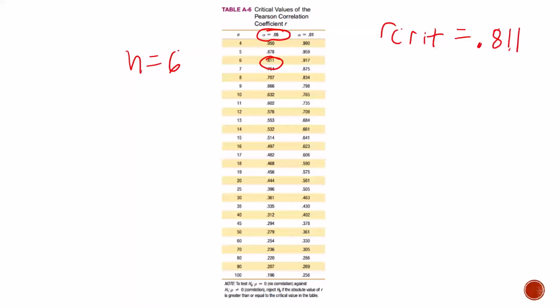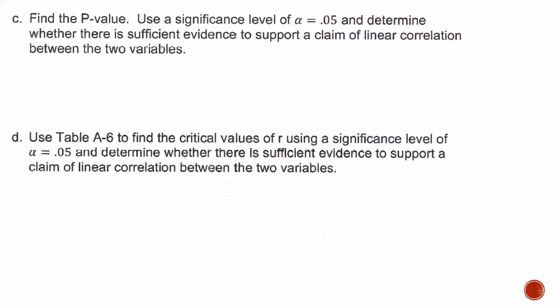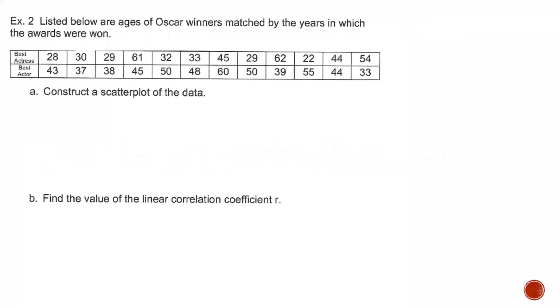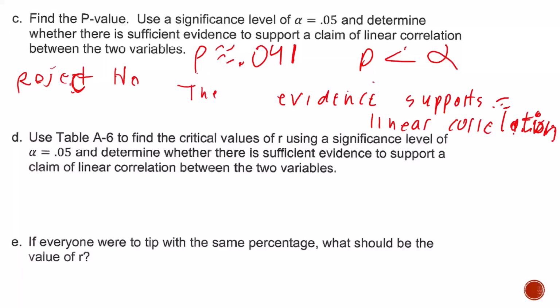I just look at how much data I have and what my coefficient was. So I look there. Why did this disappear? Why did everything disappear? Oh, it's because I was looking at the wrong one. Okay, so in this case, I find my R crit is equal to 0.811, right?